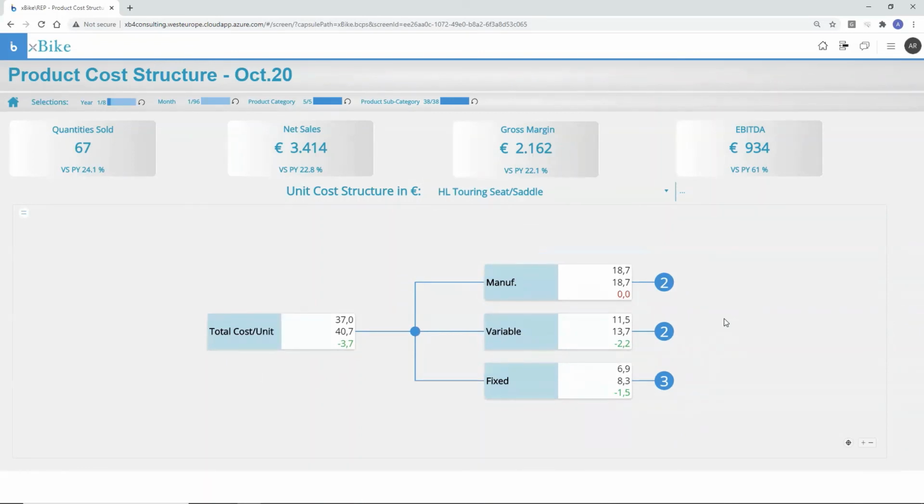Okay, I think with all these reports, we covered the topic of company profitability and product and customer profitability.